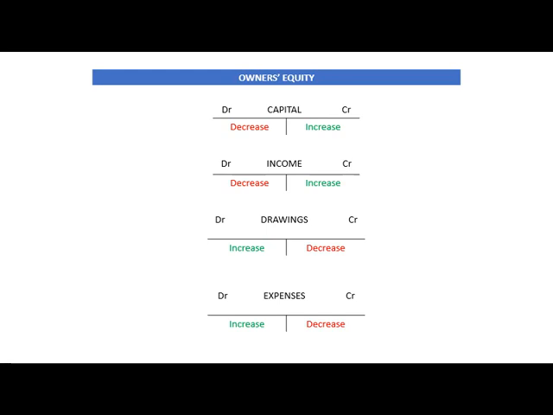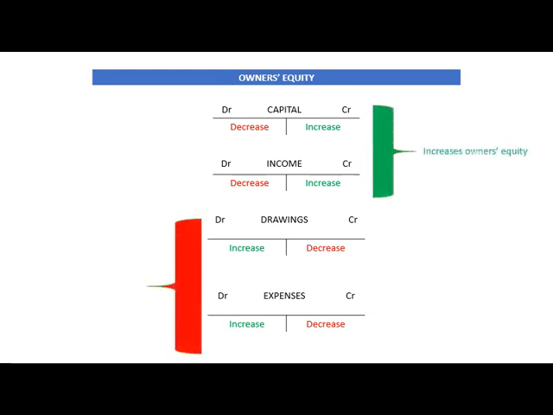Now, income and capital increase owner's equity. However, drawings and expenses reduce owner's equity. Guys, once you know all of this, you're done with accounting. We call it SIDE. The ones that I highlighted in red reduce owner's equity. The ones that are highlighted in green increase owner's equity. Okay, we good. All right.